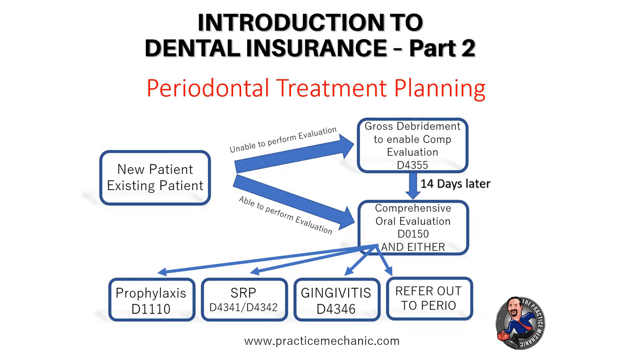The next one would be the D4346, which is scaling in the presence of gingivitis. We all know this. This code came out just a couple of years ago. There's still a lot of confusion surrounding it. It basically is the bloody prophy code that hygienists have been asking for years. D4346, scaling in the presence of gingivitis. The patient does not have periodontal disease.